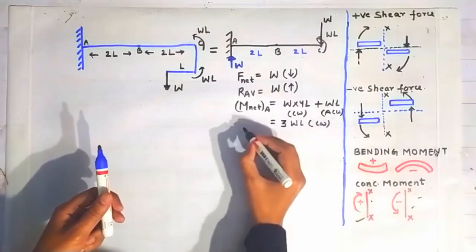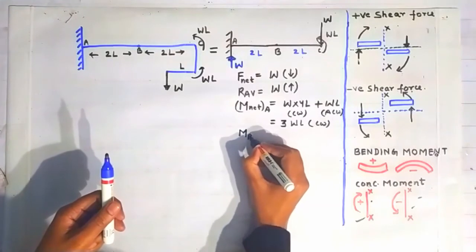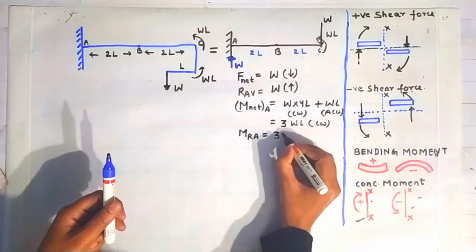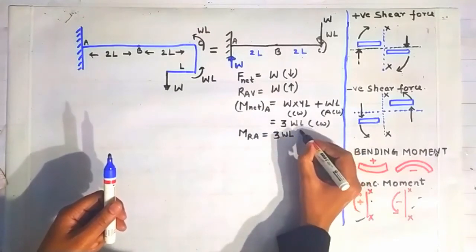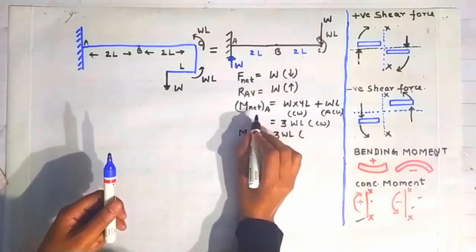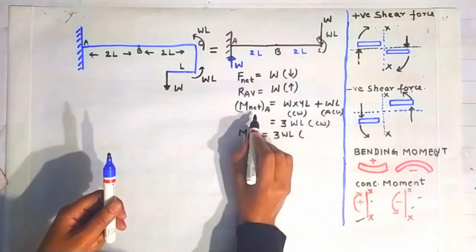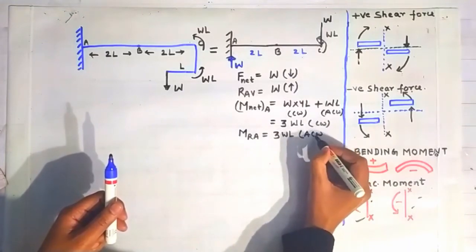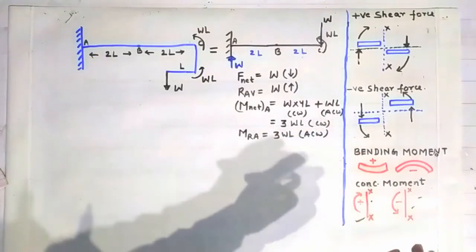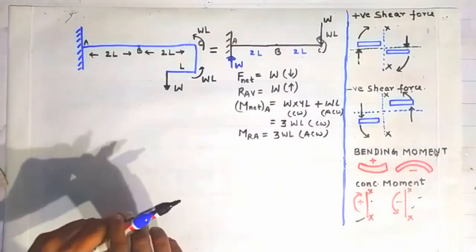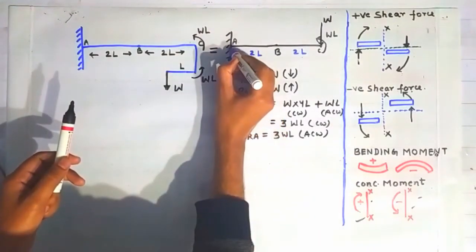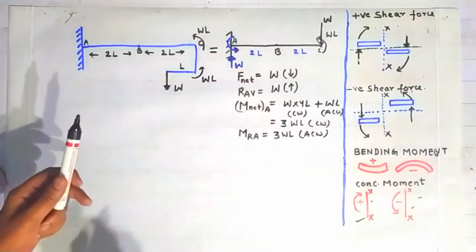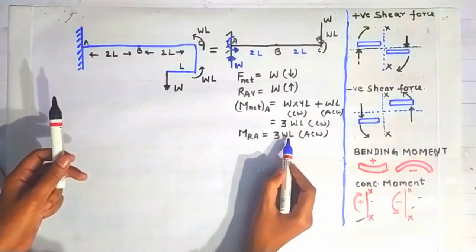Now the moment reaction at A will be equal to the net moment at A, and is given as 3WL, but will act in the opposite direction to that of the net moment, that is anticlockwise. This is clockwise, so it will be anticlockwise. Now I will show here the moment reaction at A. So this is the moment reaction at A, going in anticlockwise direction like this, and its magnitude is 3WL anticlockwise.